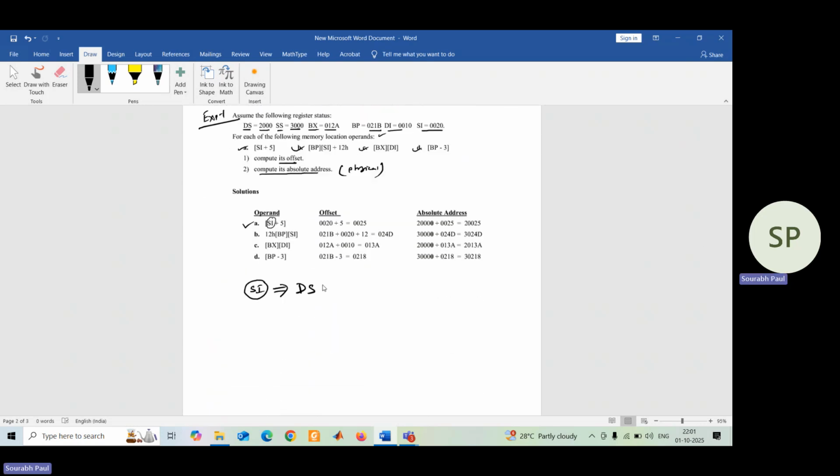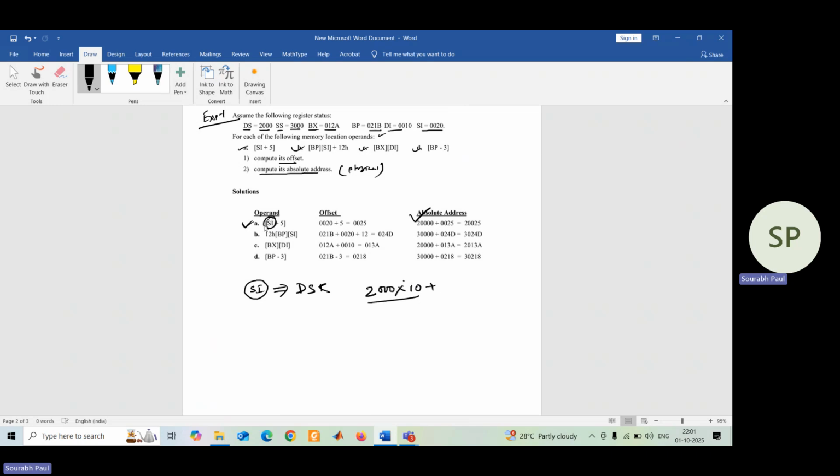Now, what do we have to do? If you want to calculate the absolute address or physical address, you should have two things. One is the corresponding segment register, which has to be multiplied by 10, plus the offset value. In this first question, as the offset is given as SI, you know SI corresponds to data segment, and the data segment register value given here is 2000. That has to be multiplied by 10 to calculate the physical address, and that has to be added with the offset.